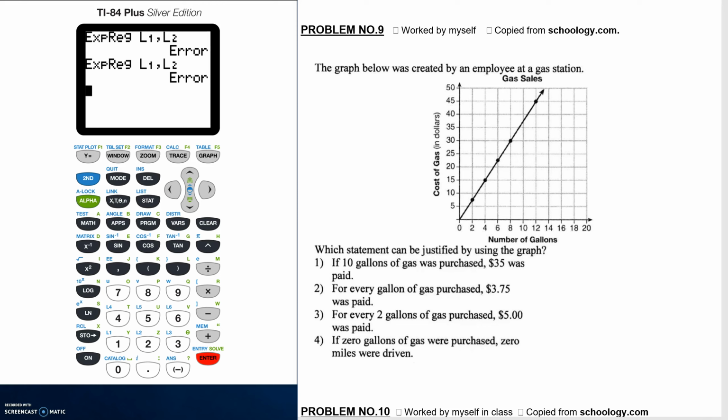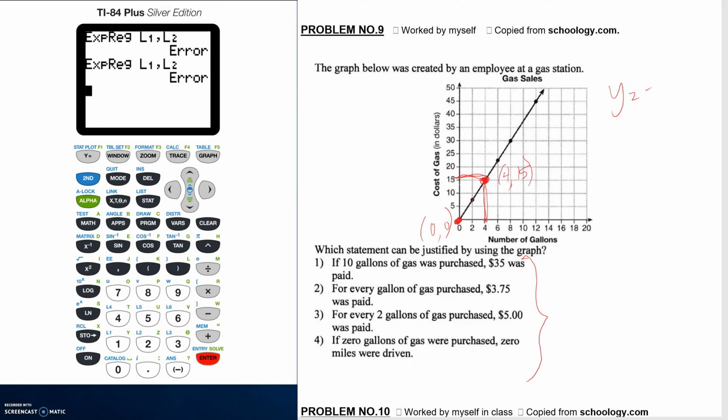The graph was created by an employee at a gas station. Which statement could be justified using this graph? So whenever you're asked questions like that, you need to examine each of these specifically. We see that our graph starts at 0, and if we want to see how much it changed, we can use any 2 points and find the rate of change, or the slope. I wouldn't use this one because it doesn't hit at an exact point, but we can use this one. The coordinates here are 4 and 15. So we're basically finding the slope between (4, 15) and (0, 0).